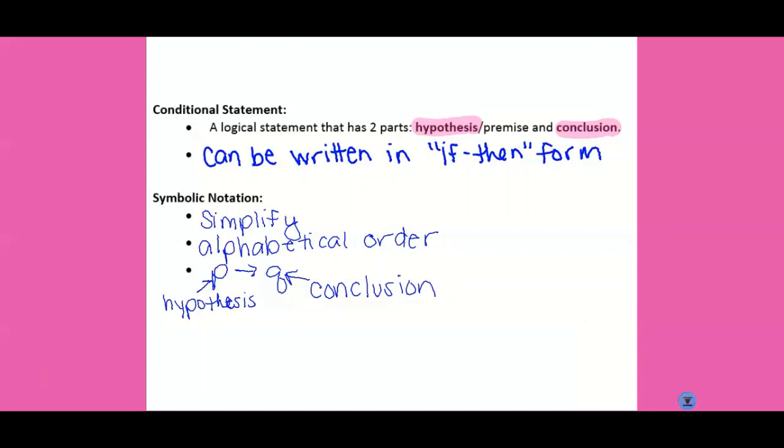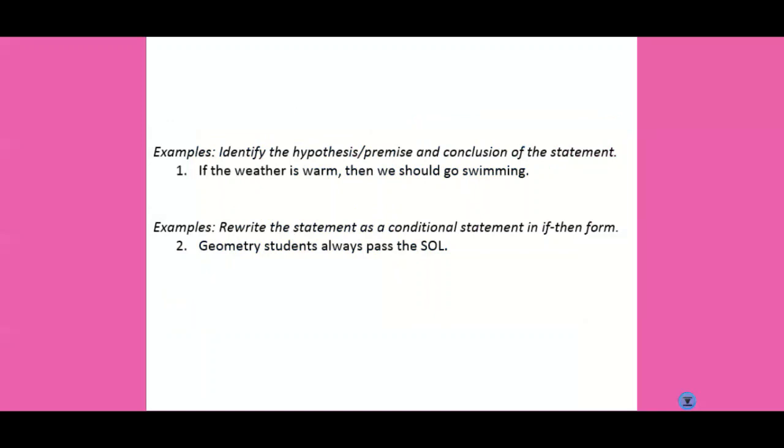So let's look at some examples. Identify the hypothesis or premise and conclusion of the statement. If the weather is warm, then we should go swimming. The part that comes after the if, the weather is warm, would be our hypothesis. The part that comes after the then, we should go swimming, would be our conclusion.